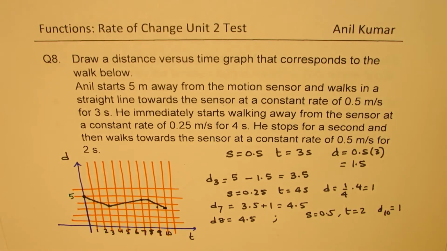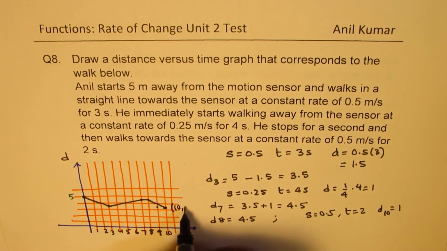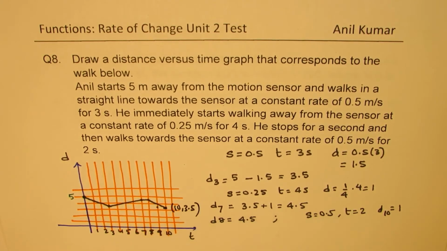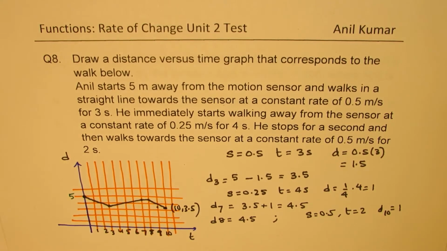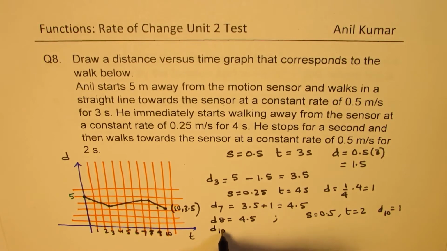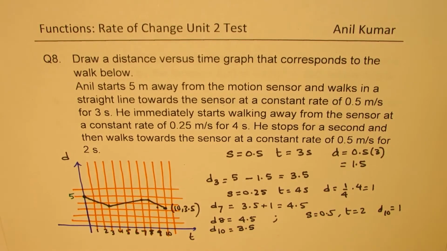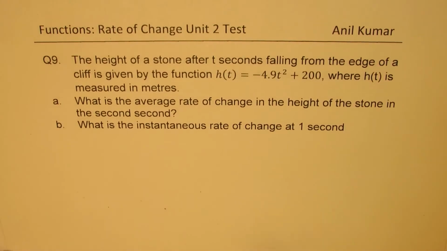Is that clear to you? So that represents the motion. The final position here will be 1 to 3.5 seconds. So this final point will be at 10, 3.5. Perfect. So these are the final positions. So D at 10 will be 3.5, 1 less than 4.5. Is that clear to you? So that is how.